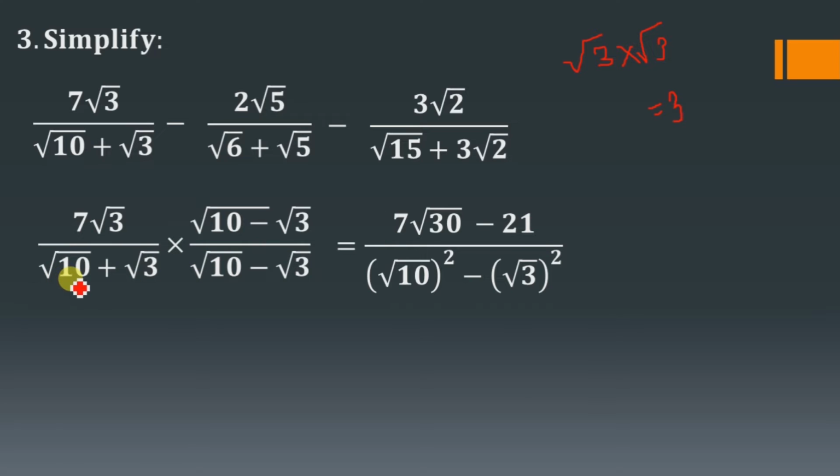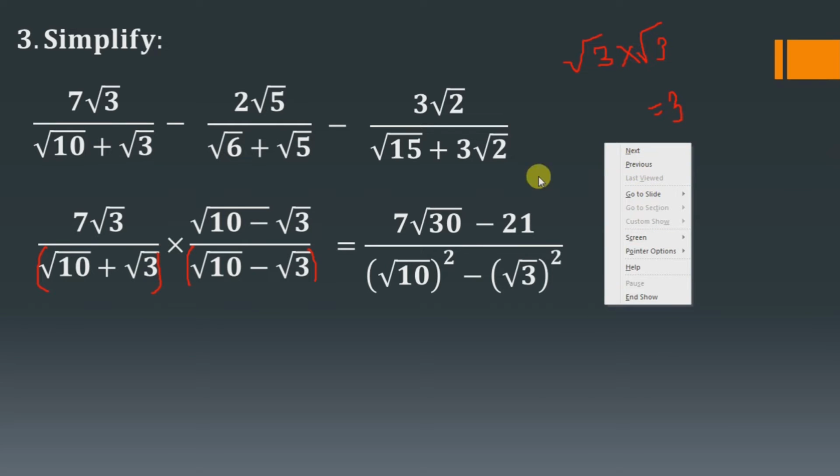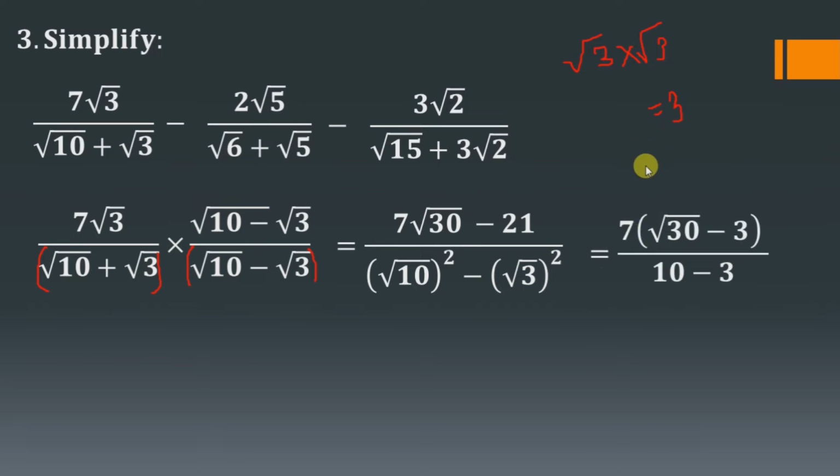The denominator is in the form of a plus b and a minus b, which is a square minus b square. So that is root 10 whole square minus root 3 whole square. So now I'll take 7 common out. So I'll get, when I take 7 common out, root 30 minus 3, since 7 3s are 21, divided by square of root 10 is 10 minus square of root 3 is 3.